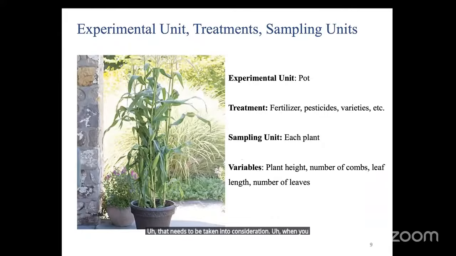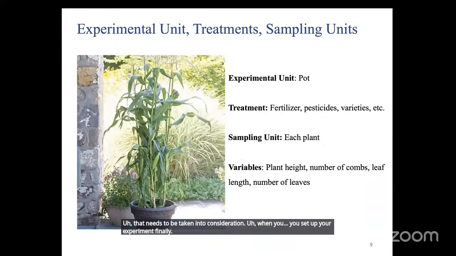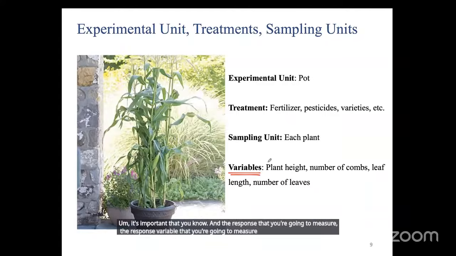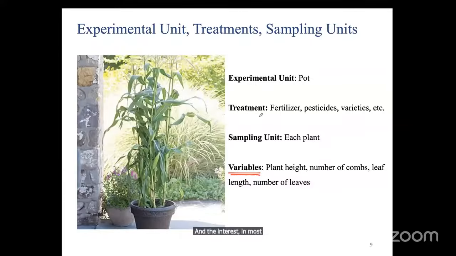When you set up your experiment finally, it's important that you know the response variable that you're going to measure. And the interest in most cases is we want to see the effect of the treatment on the variables. So the treatment here will try to explain the variable. Here we can look at things like plant height, number of copes, maybe leaf length, number of leaves, and so on and so forth.